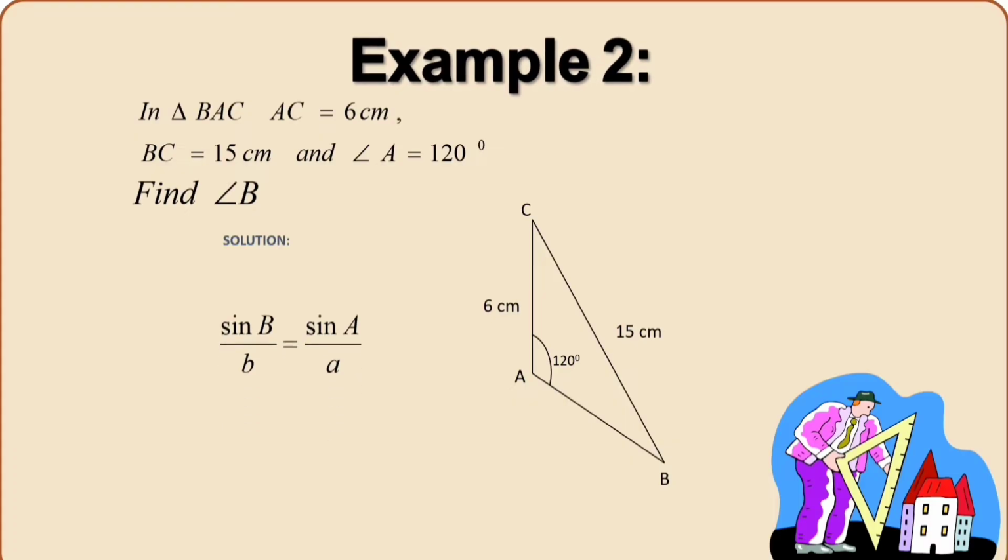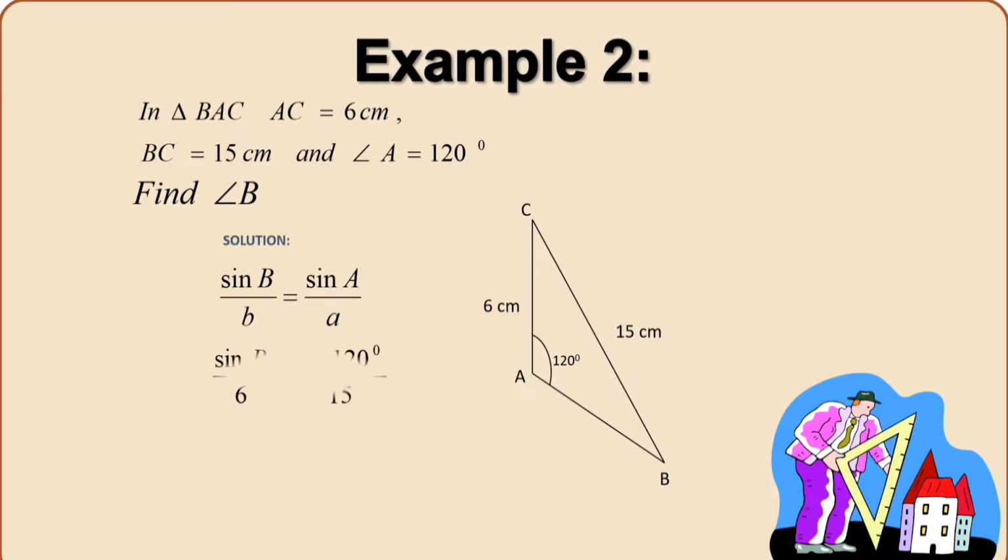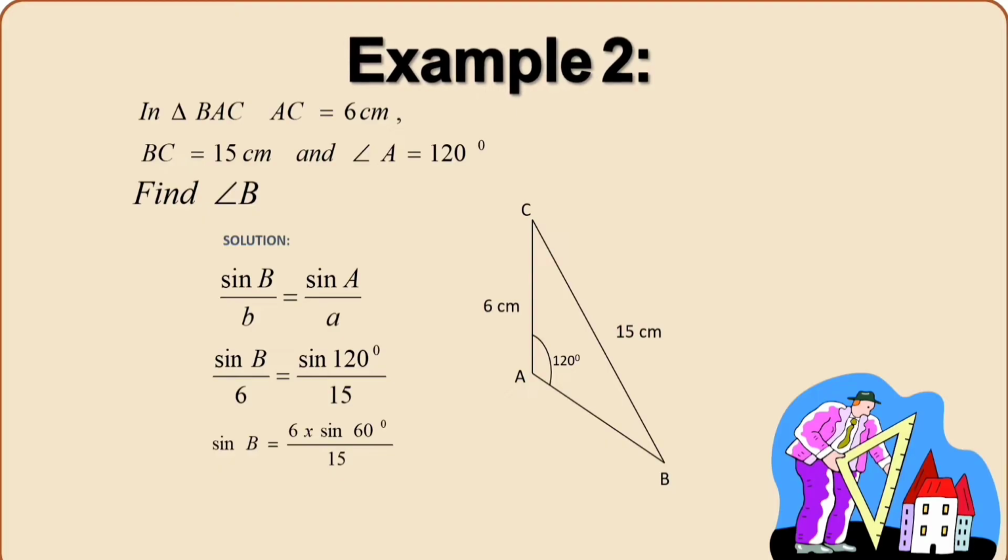By substitution, we have sine B over 6 is equal to sine 120 degrees over 15. To get the sine B, we have to multiply 6 by sine 120 degrees over 15. And to simplify this, sine B is equal to 0.346. Therefore, the measure of angle B is equal to 20.3 degrees.